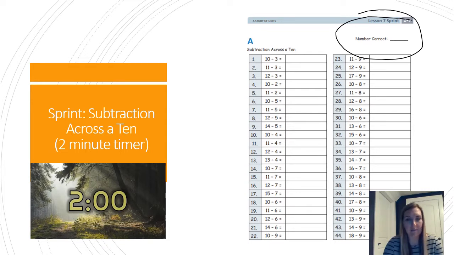And stop, time up. Underline your last problem and have somebody check over your answer for you. Remember, you put a check mark next to it if it is correct, and you leave it blank if it is incorrect. All right, please only write your number correct at the top and you should no longer be working. Thank you. Moving on to side B.